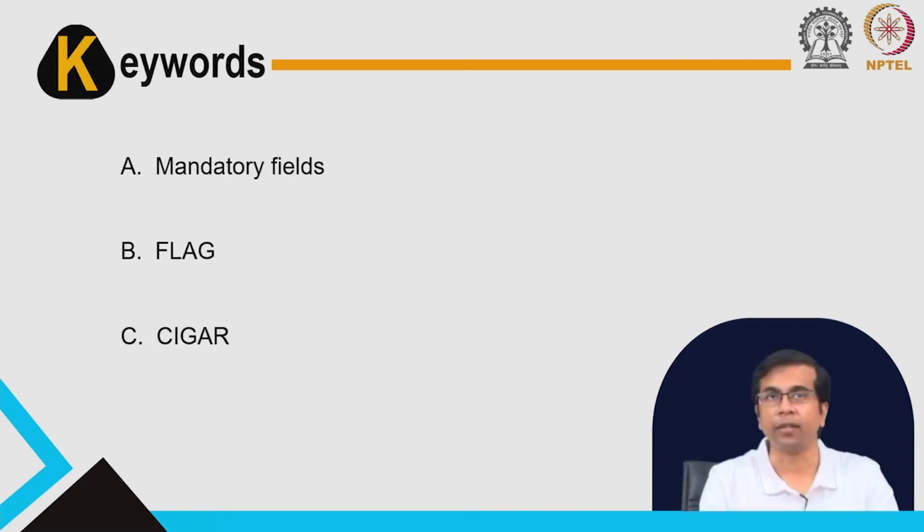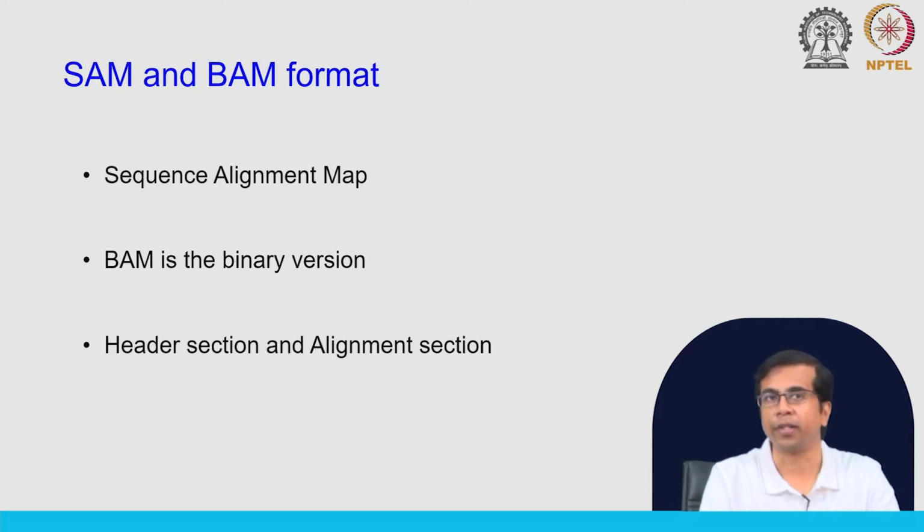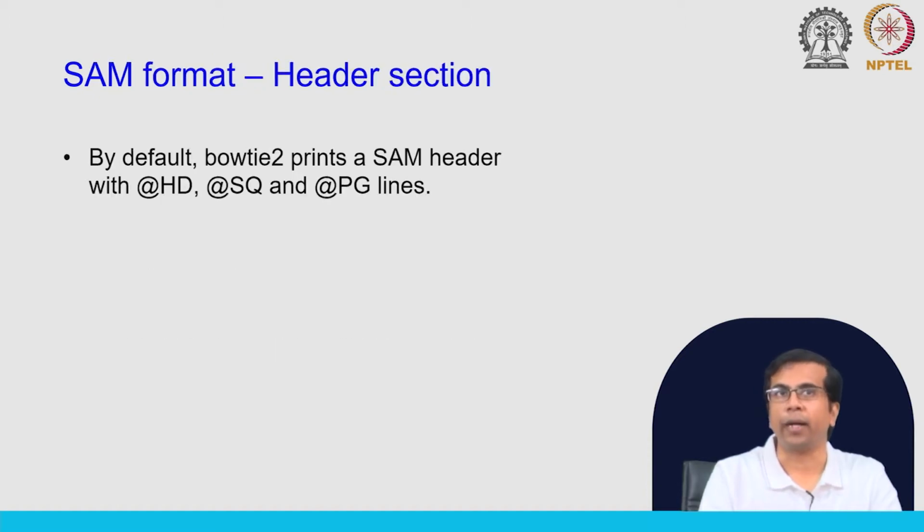These are the keywords that we will come across: mandatory fields, flag and CIGAR. Just to summarize what we have seen: we know the full form. SAM stands for Sequence Alignment Map, and BAM is the binary version of that file. This is the machine readable file, and there are two sections, the header section and the alignment section. In case of Bowtie2, by default it will print the SAM header with @HD, @SQ and @PG. This information will be there in the header section.